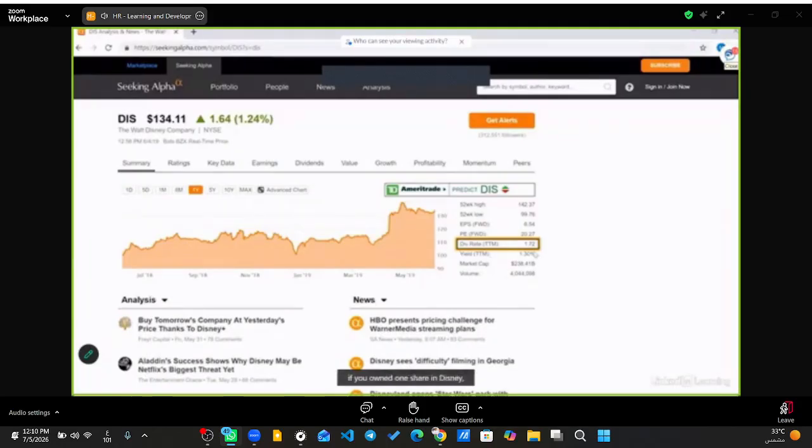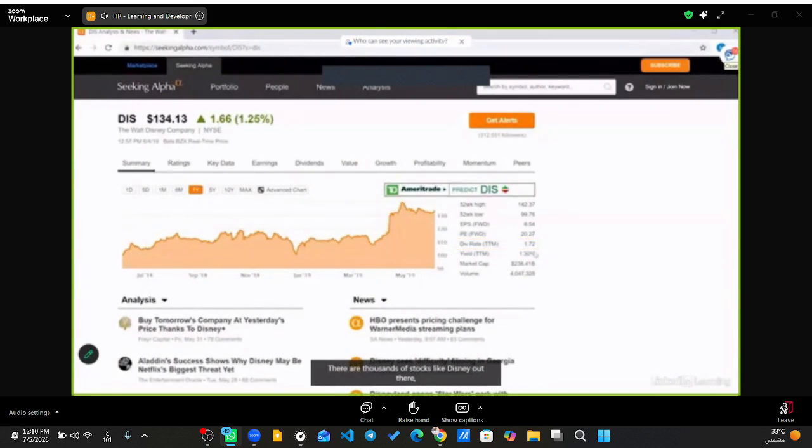Essentially, if you owned one share in Disney, you were entitled to $1.72 in profit from Disney. Now, that might not sound like a lot, but remember, you get that every year for as long as you own the stock. In addition, the stock should presumably go up over time.